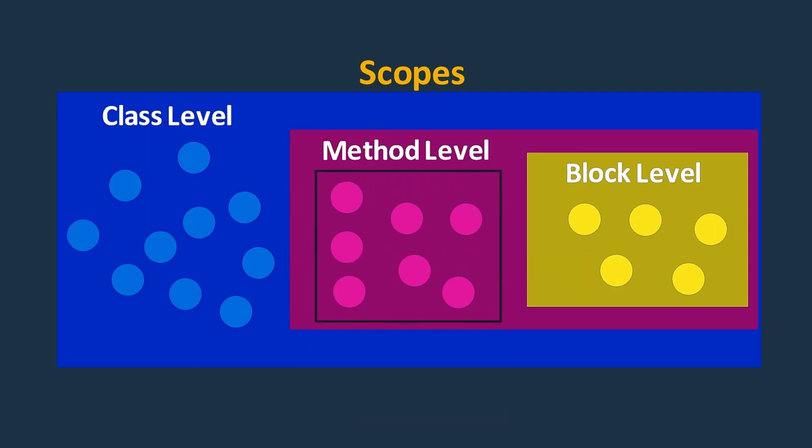Variables declared inside the method have method level scope. They are not accessible outside the method but can be accessed within the nested code blocks inside the method. These variables are called local variables.